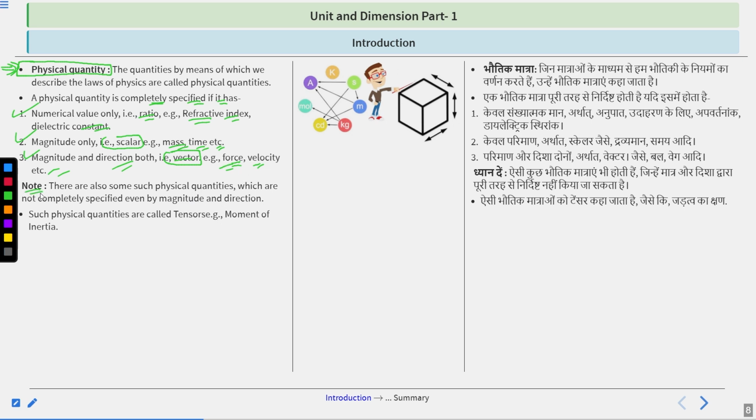There is an important note. There are also some physical quantities which are not completely specified even by magnitude and direction. That's why I told you science is not absolute, it's always dynamic. Such physical quantities are called tensors, for example moment of inertia.